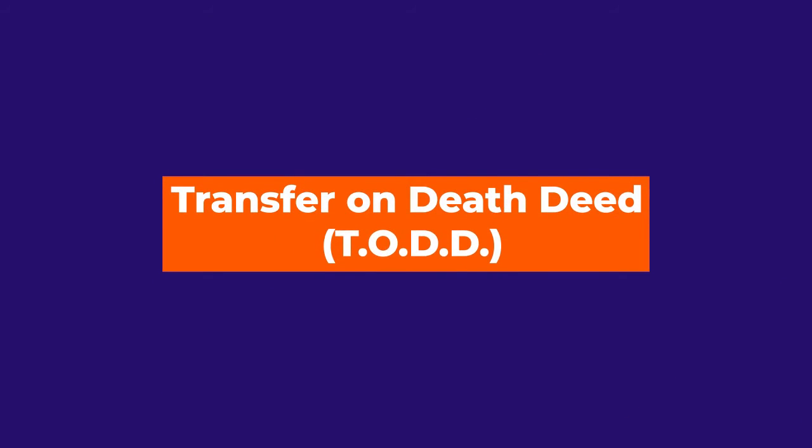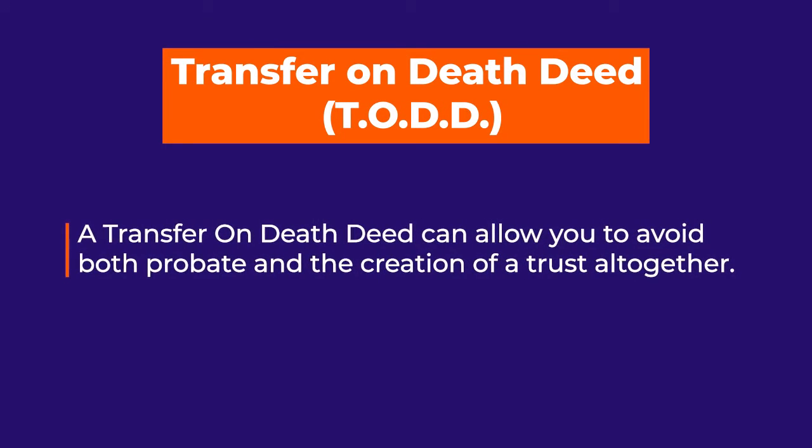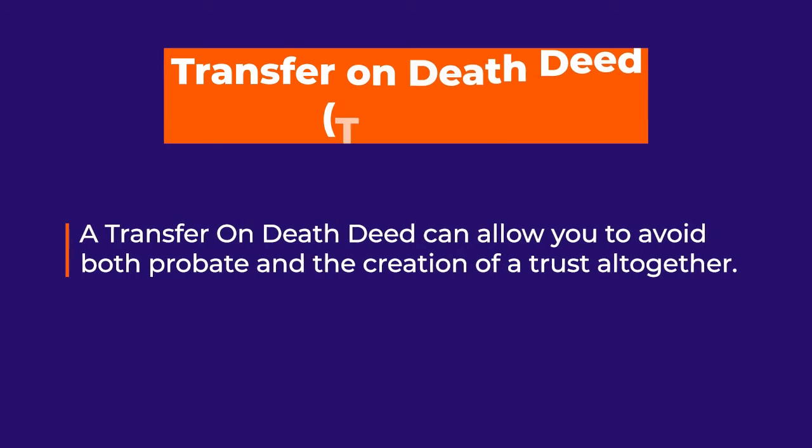Today I want to talk with you about a new instrument created in California called a Transfer on Death Deed, or what I call TOD for short. This comes into being in connection with estate planning. The primary reason people create a trust, for instance, is to avoid probate. And one of the ways to avoid the creation of a trust is to use a transfer on death deed.